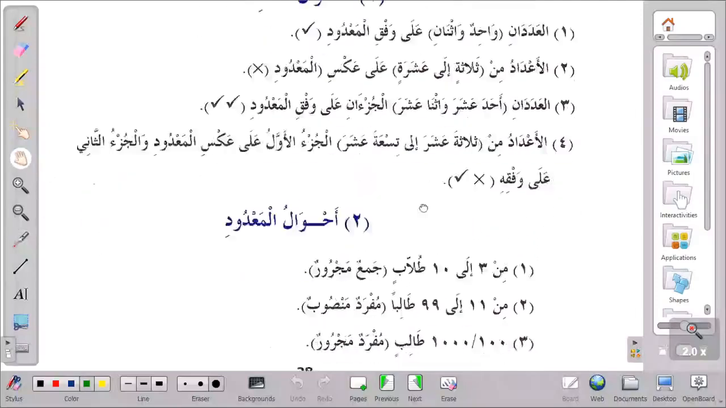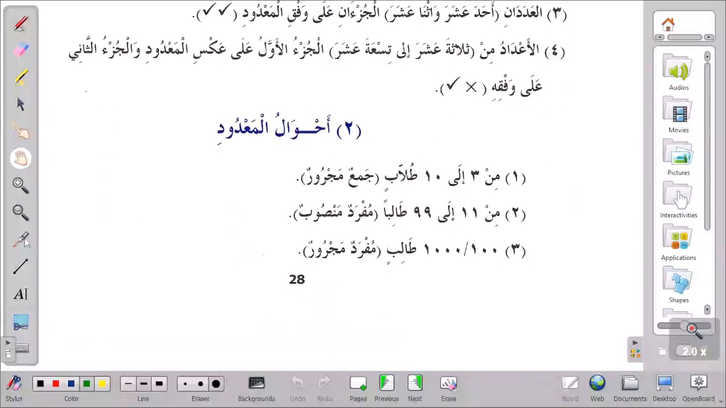Now let's look at the last one here. Ahwalul ma'dud, the condition of the ma'dud, the thing we are counting. This was the count, the number. Now let's look at the thing we are counting. Min salatha ila ashar, from 3 to 10 students: jam'un majrurun. From 3 to 10, the thing we are counting should be plural.